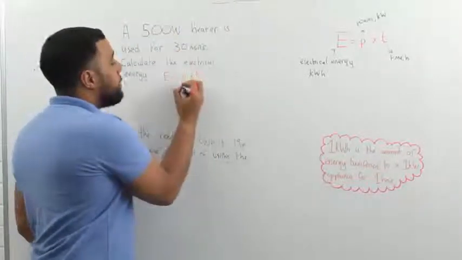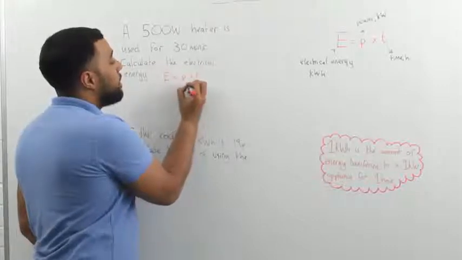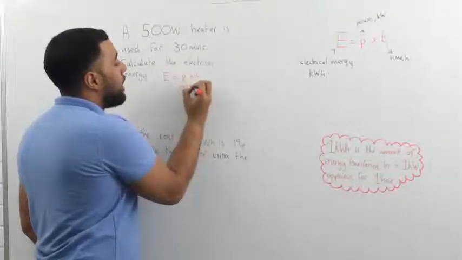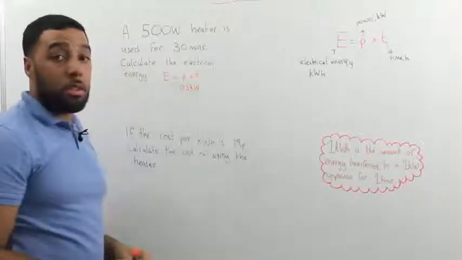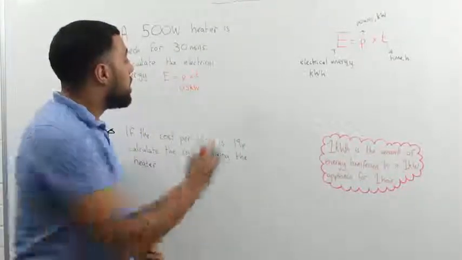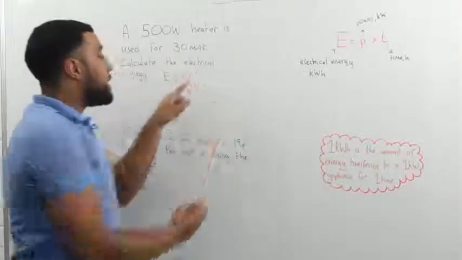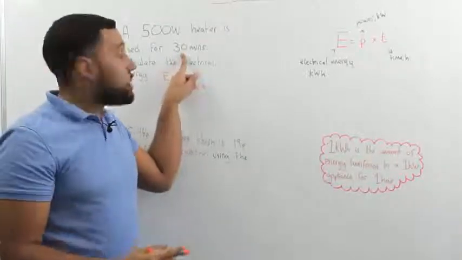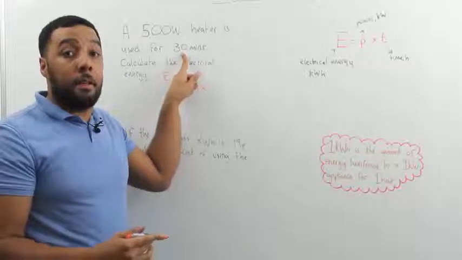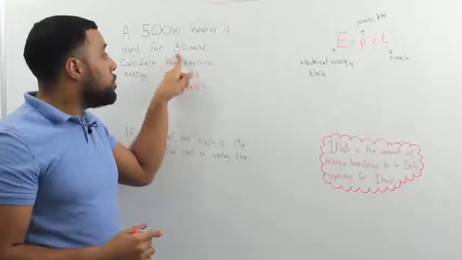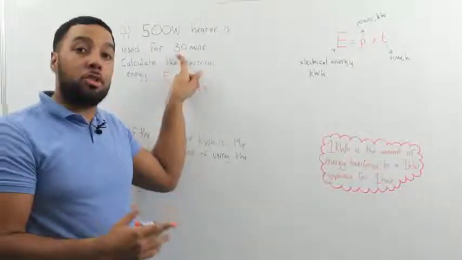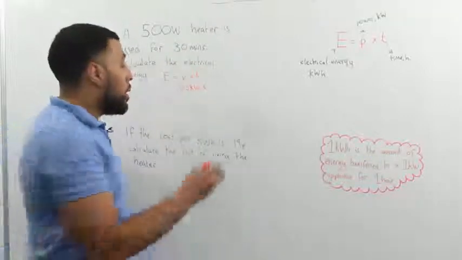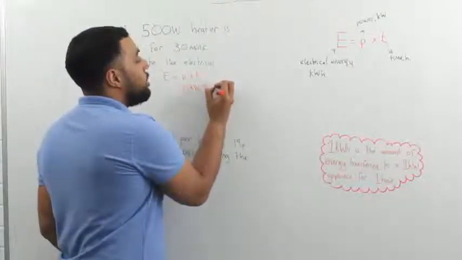So that would give me 0.5 kilowatts. And I multiply it by the time in hours. Now again, they've given me the question in minutes. But as you should know, 30 minutes is just half of an hour. So the time would be 0.5.